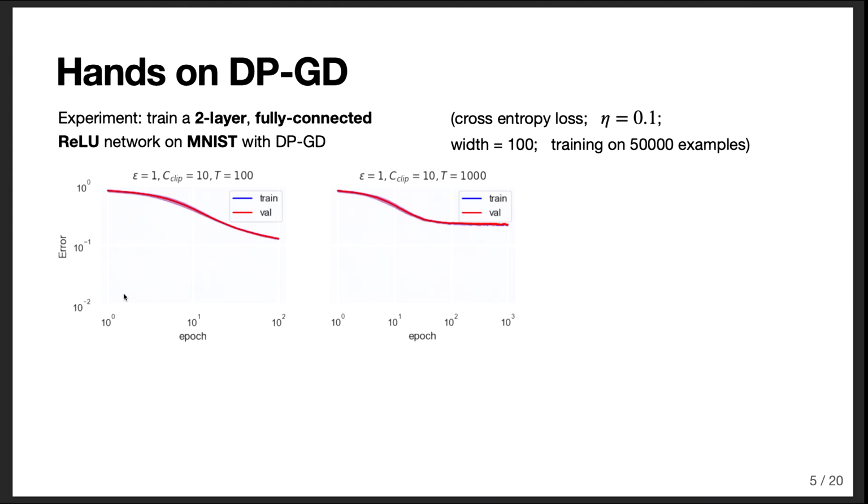Does anyone have a guess why this happened? Too much noise. We are paying, fixing epsilon, increasing the number of training iterations, we're adding more noise. That screws us. So let's go to another panel. Yes?